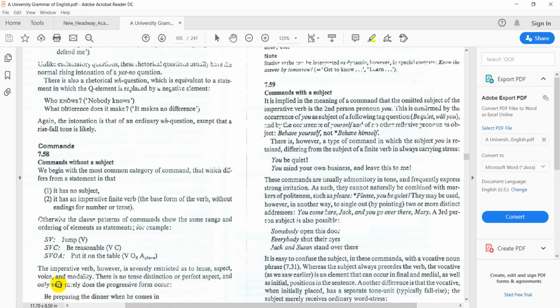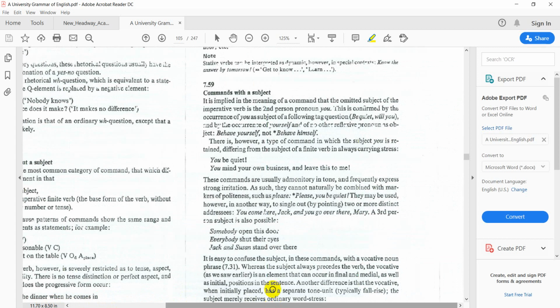One might ask you a question. Do as required: commands without a subject indicating the progressive form. This question might be given to you. So you have to say, be preparing the dinner when he comes in. Okay.